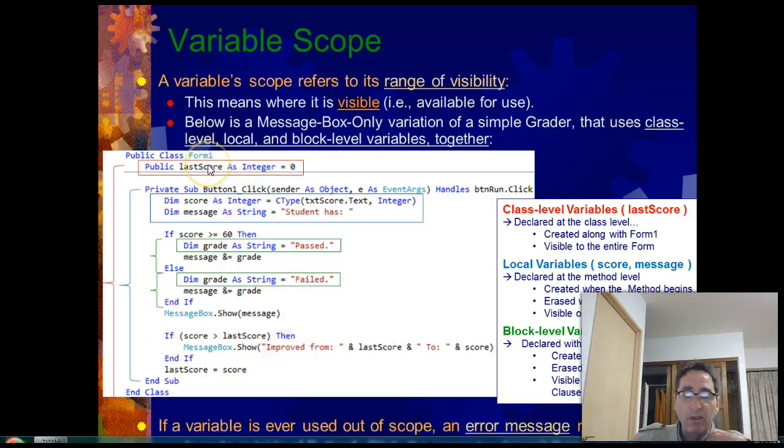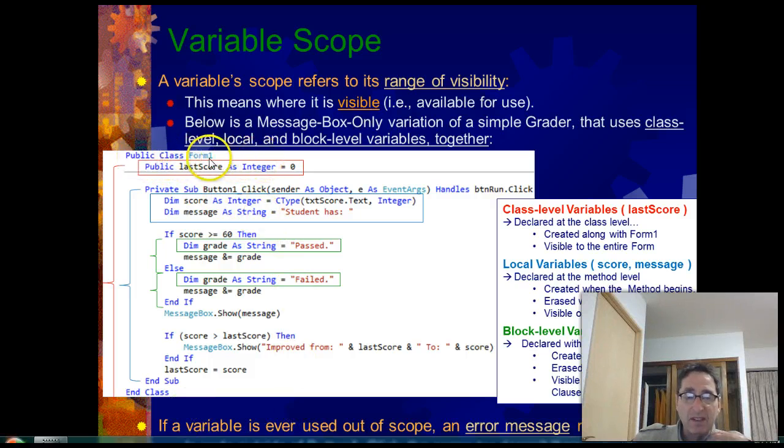Whereas this variable now, as we declared it outside of this sub-procedure, is available to anything in this form. So if I have another sub-procedure, another button with another button handler, and I want to refer to this variable in there, just like I'm referring to it here, I can refer to this variable in another sub-procedure as well. So we say that its scope is the whole form, or we call it the whole class.